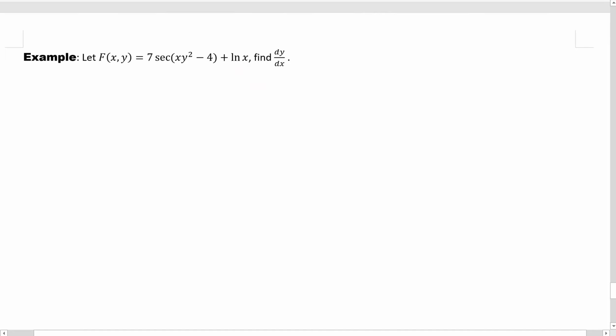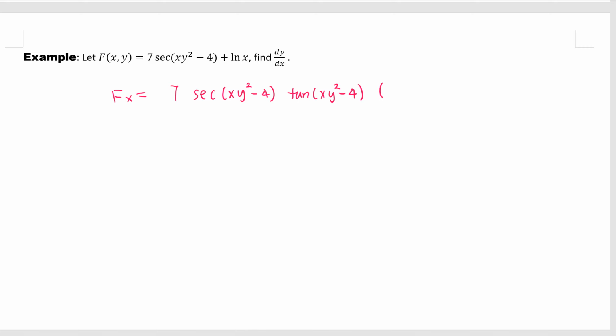Alright, so let's look at this example. F of x, y equals that. Okay, so let's find fx. So 7. The derivative of secant is secant tangent. So secant of xy squared minus 4 times tangent of xy squared minus 4, times the chain rule, xy squared minus 4 prime. But this prime is with respect to x. Okay, with respect to x, the derivative of x is 1. So this is just y squared.